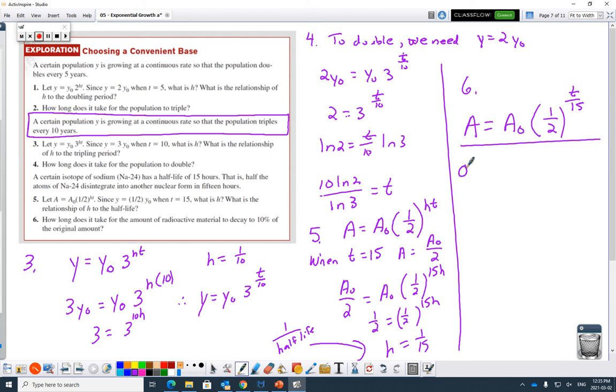I'm going to say, okay, so it's 0.10 A naught equals A naught. And I got to tell you, it doesn't take long in these questions before we just go to 0.5, because it's easier to carry around and perfectly accurate. It's a perfectly accurate version of that. And so I get 0.1 equals 0.5 to the t over 15. Those A naughts cancel again, and then ln can get me the rest of the way.